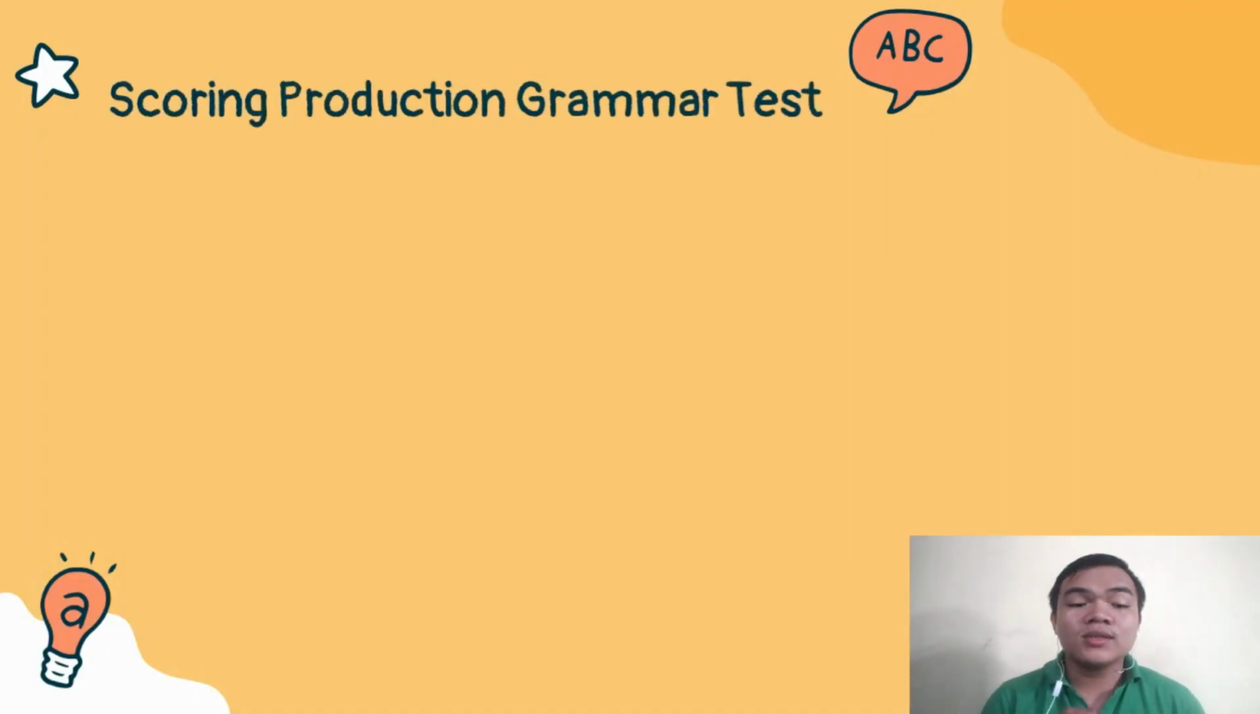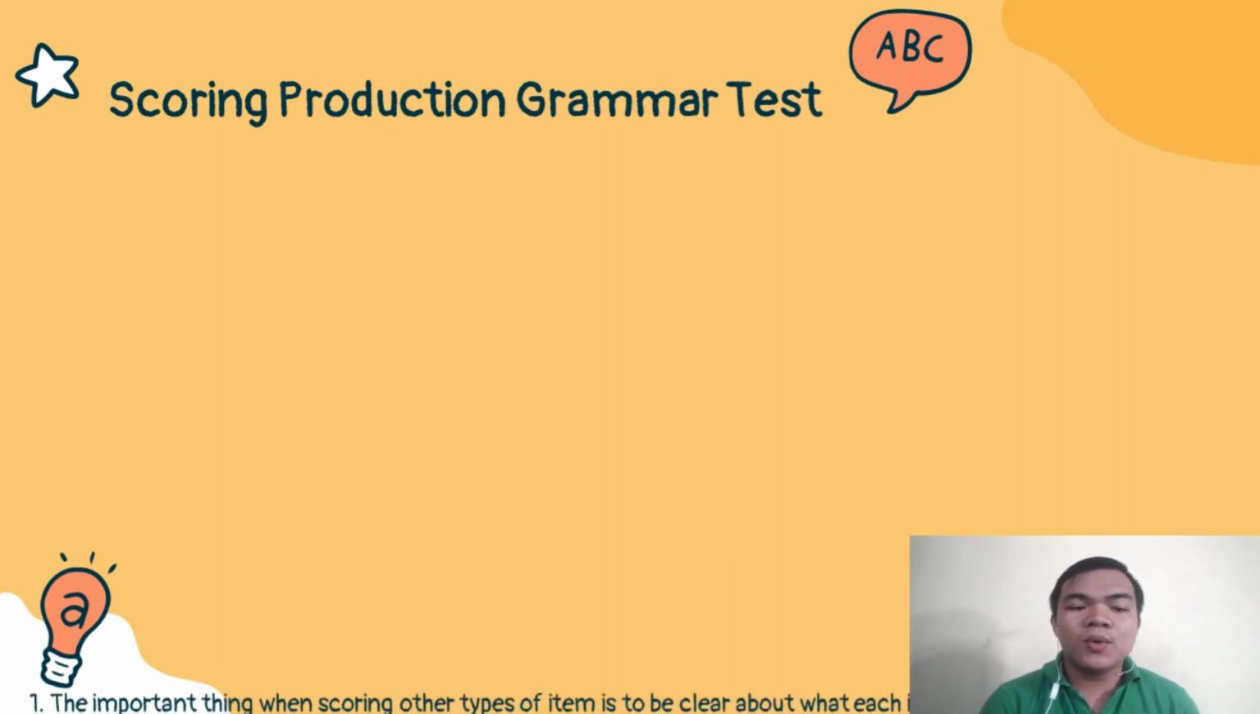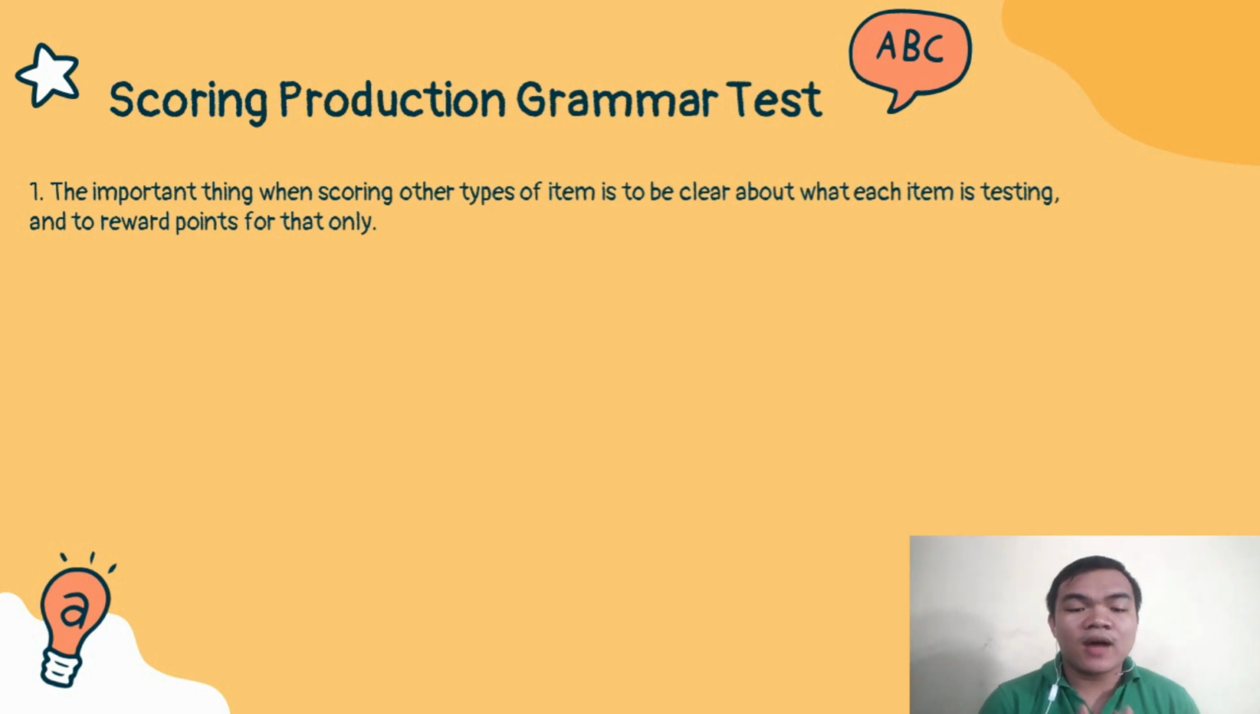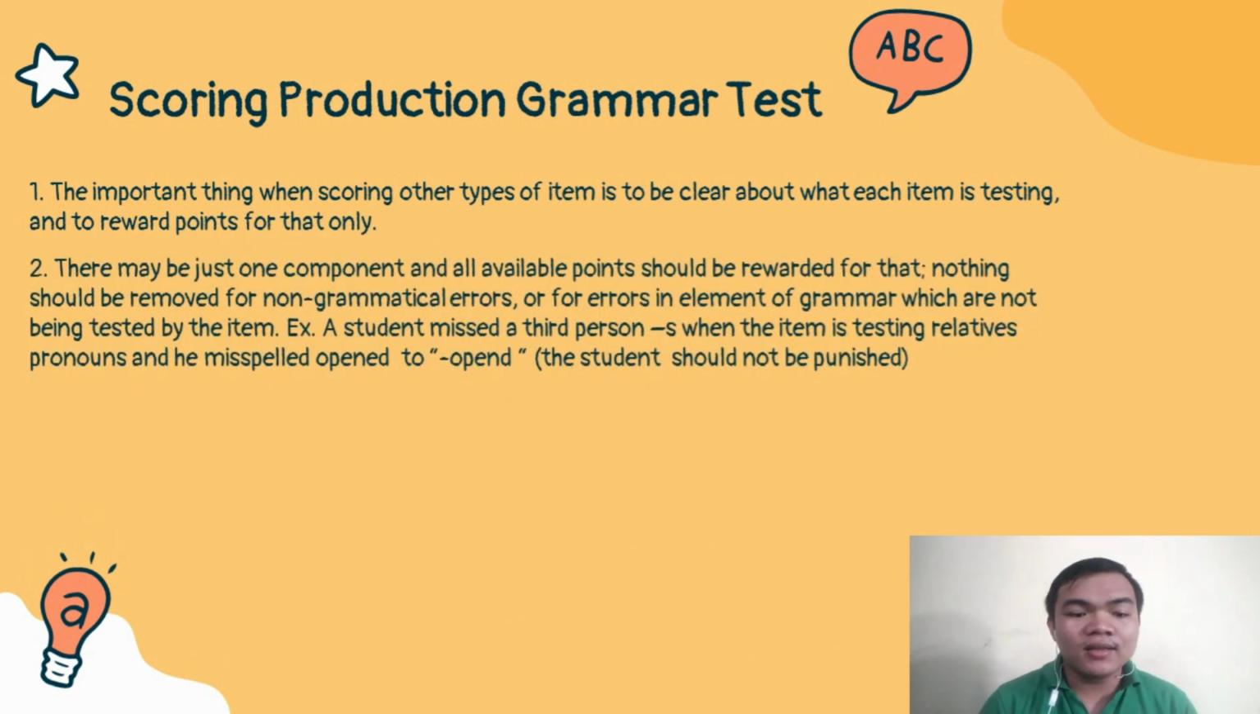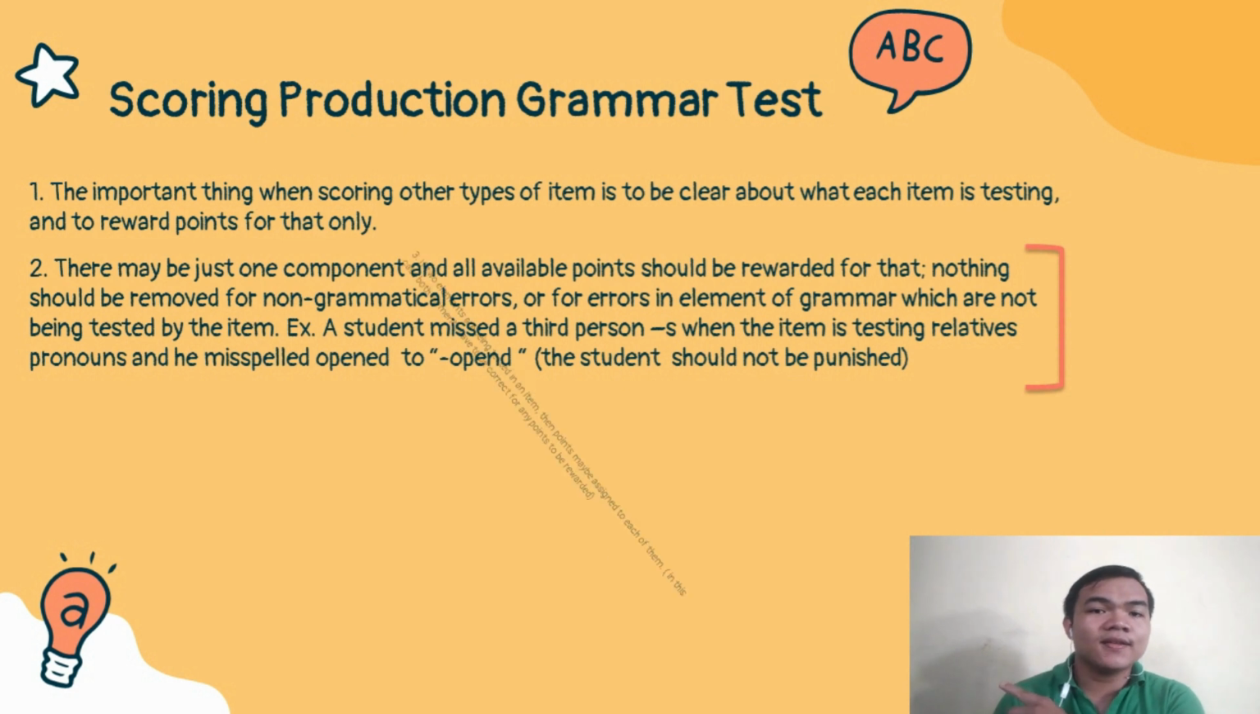Alright, for scoring production grammar tests, there are 4 points that we really need to know. The first one, the important thing when scoring other types of item is to be clear about what each item is testing and to reward points for that only. And the second one, if you find non-grammatical errors or errors in elements of grammar which are not being tested by the item, the student should not be punished. For example, you can see on the slide.